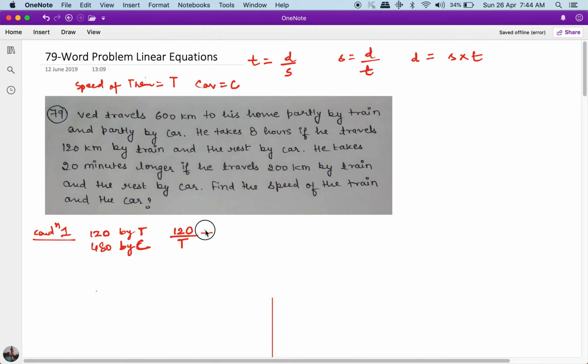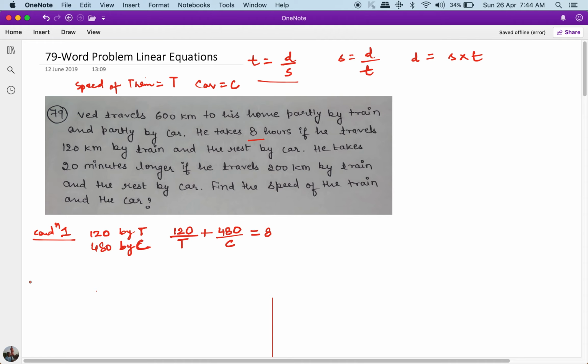Now what is the time spent traveling by car? It is 480, which he traveled by car, divided by c, and the condition says he takes 8 hours. So if he travels 120 kilometers by train and 480 kilometers by car, the total time taken by him is 8 hours. I have used this formula: time is equal to distance upon speed.